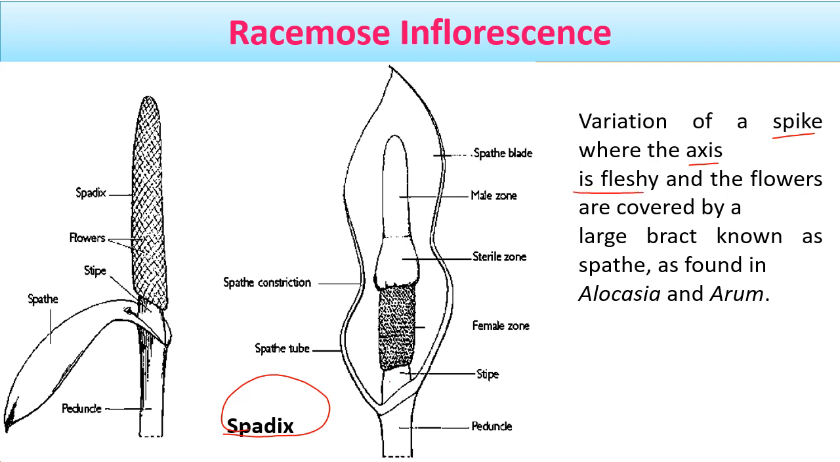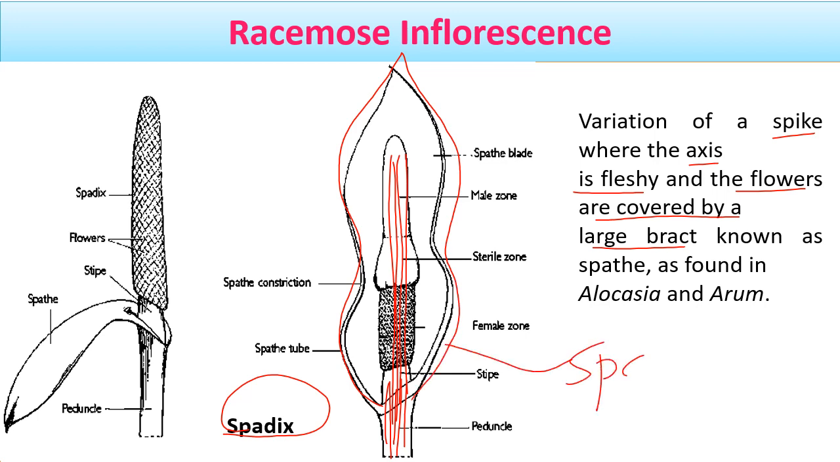If you look here, this axis of inflorescence is very fleshy as compared to other types of inflorescences, and the flowers are covered by a large bract. Now this structure, if you see, is the biggest bract and it is called a spathe. It is called a spathe because when flowers are young, this spathe is completely covering the entire inflorescence.